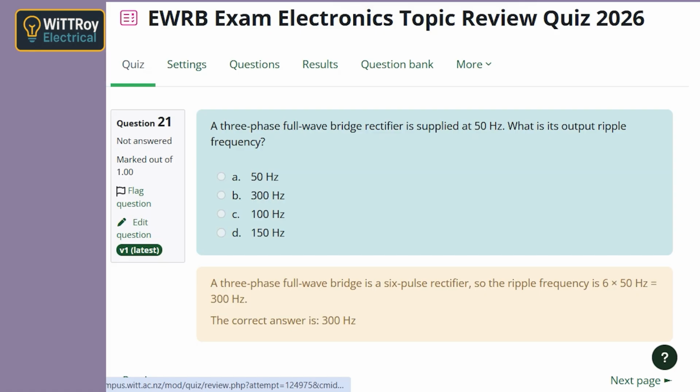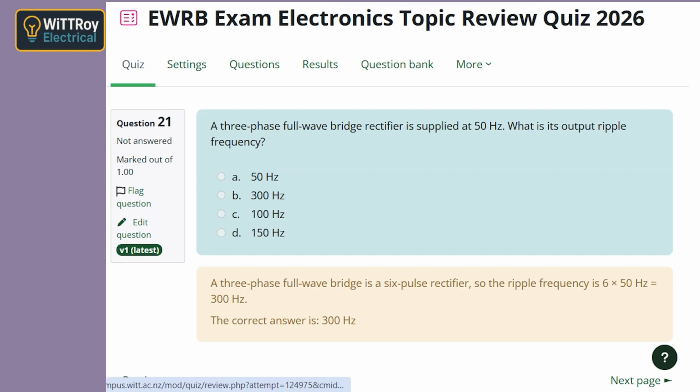Question 21. A three-phase full-wave bridge rectifier is supplied at 50 Hz. What is its output ripple frequency? I chose 150 Hz. I multiplied the supply frequency by 3 phases, but I'm not sure whether I also needed to account for full wave operation.